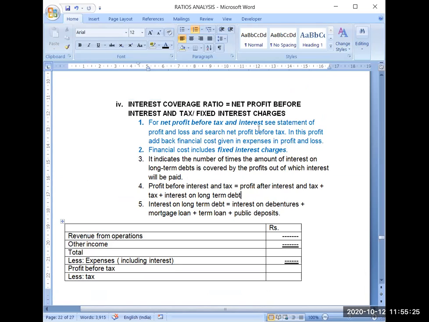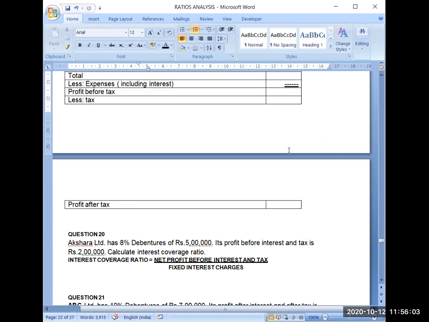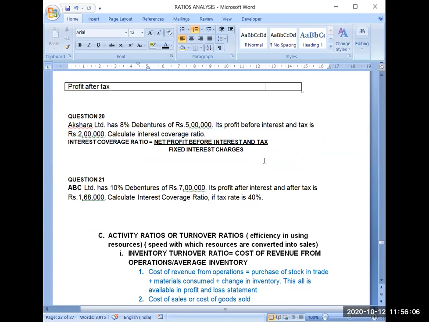For net profit before tax and interest, see the statement of profit and loss and search for net profit before tax. In this profit, add back financial cost, because interest is always written in financial cost. You can see the notes to accounts for financial cost. There you will find the total amount of interest calculated in the balance sheet. Given in expenses in profit and loss, financial cost includes fixed interest charges. These points have been written for when you are doing your project work. At that time, you need these points. You will be able to search all these points for your calculations in your annual report. Now see question number 20.